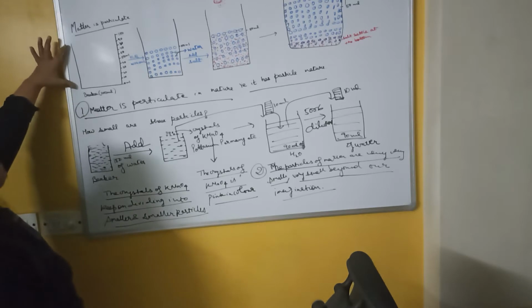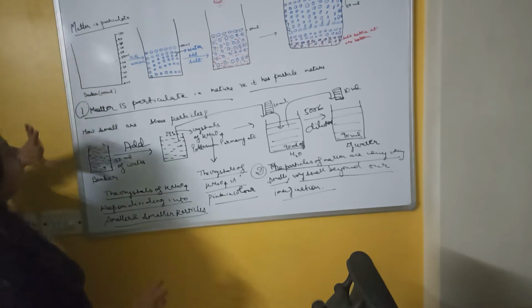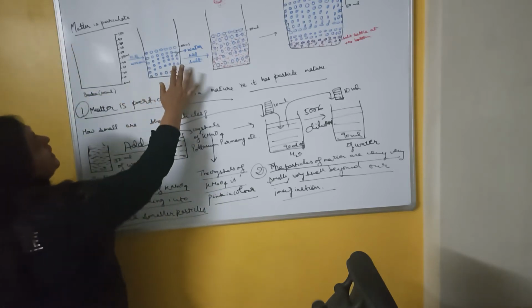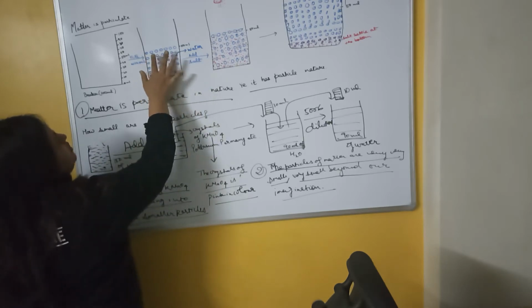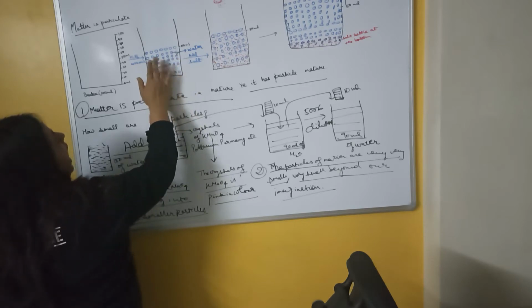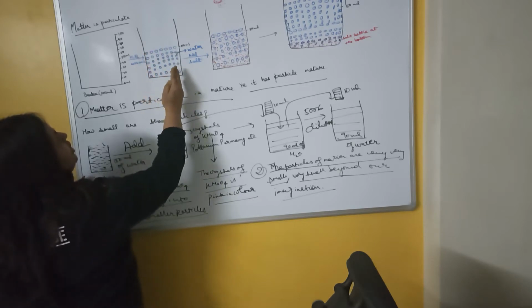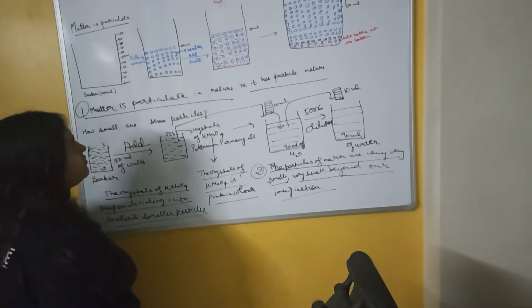Now we take a 100 ml beaker. We fill this 100 ml beaker with 50 ml of water. Now you can see that these water molecules are made up of hydrogen and oxygen atoms, and in between these water molecules there are lots of empty spaces or voids.